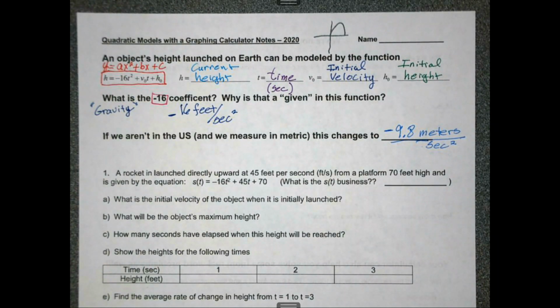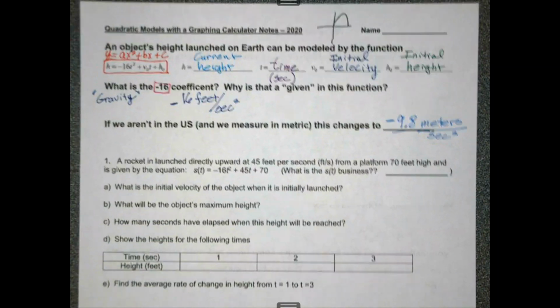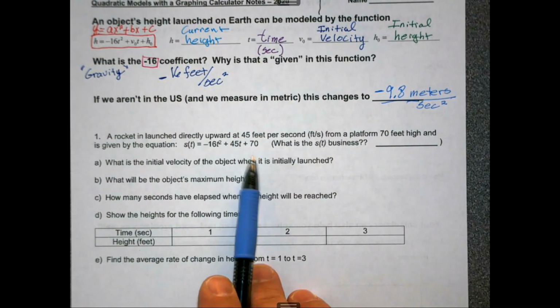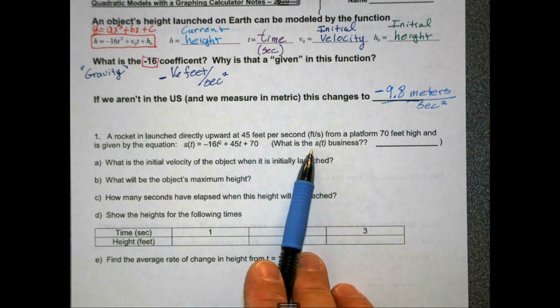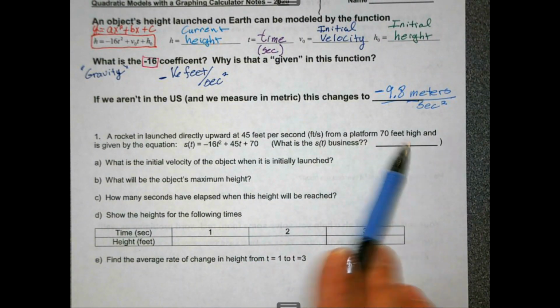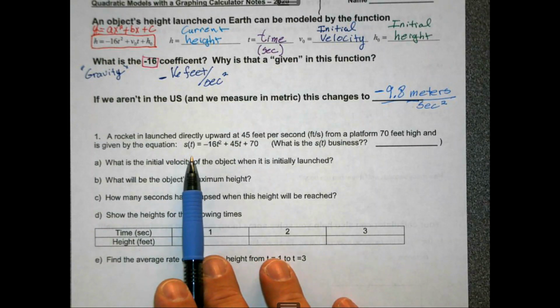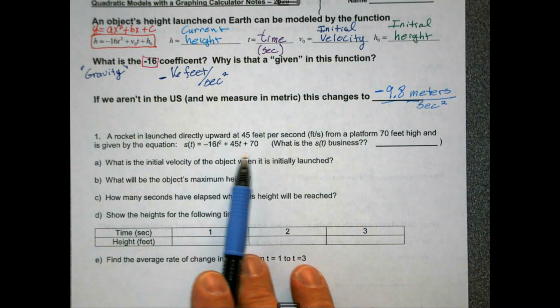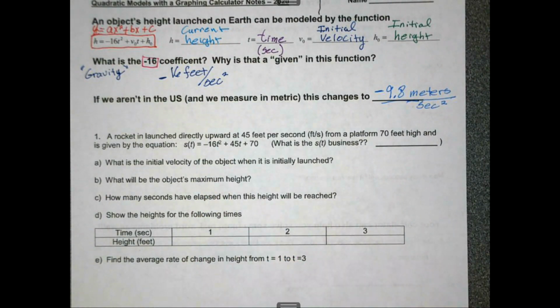All right. Anything else? I know that this seems like a lot, but when we put it into action, it'll make more sense. So let's do a problem. A rocket is launched directly upward at 45 feet per second from a platform 70 feet high and is given by the equation S of t equals negative 16t squared plus 45t plus 70.